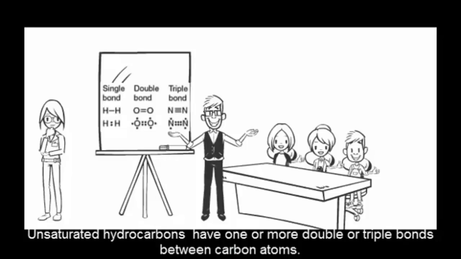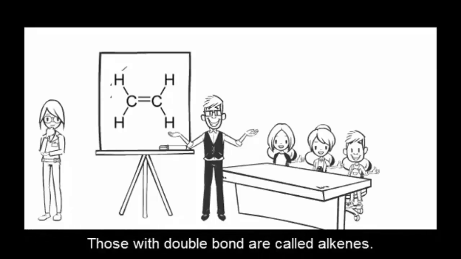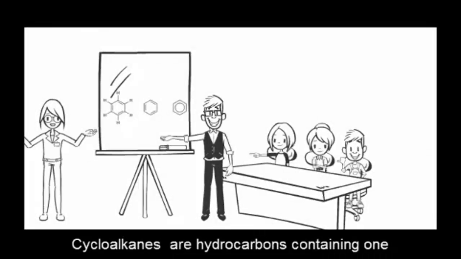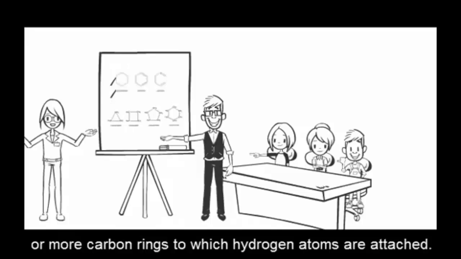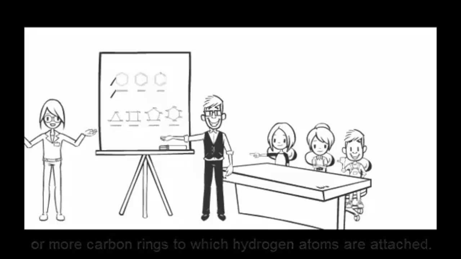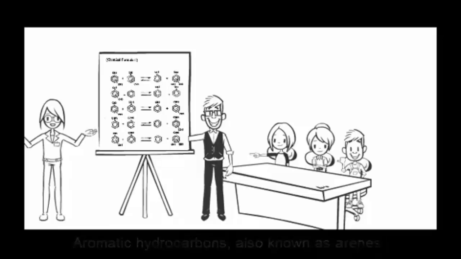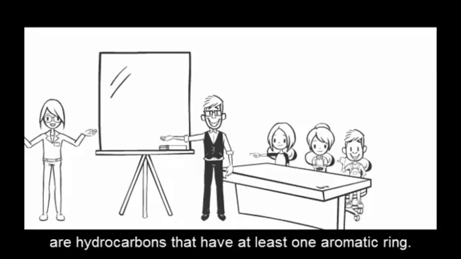Unsaturated hydrocarbons have one or more double or triple bonds between carbon atoms. Those with double bonds are called alkenes. Those containing a triple bond are called alkynes. Cycloalkanes are hydrocarbons containing one or more carbon rings to which hydrogen atoms are attached. Aromatic hydrocarbons, also known as arenes, are hydrocarbons that have at least one aromatic ring.